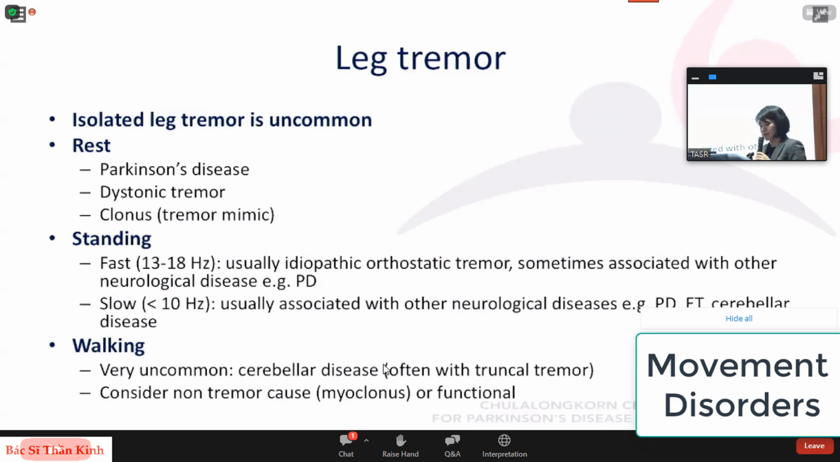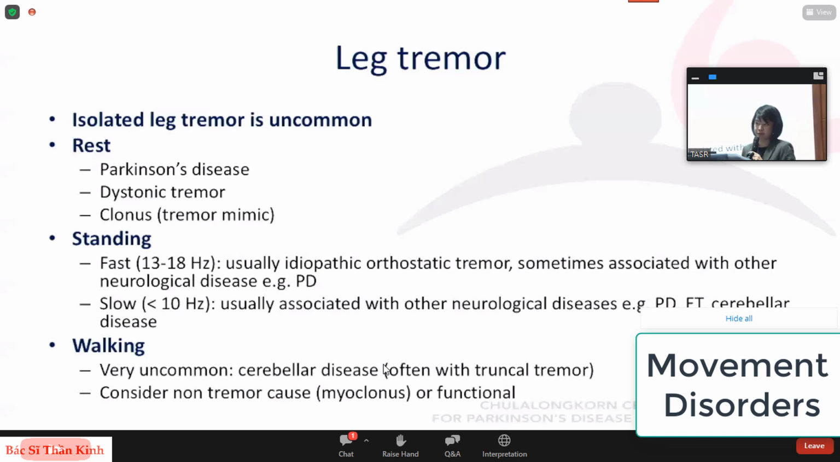For the rest tremor of the leg, you should think about Parkinson's disease or another dystonic tremor that can cause the tremor on top of the dystonia. Another mimic might be clonus that you have to keep in mind. For the standing, most common is the orthostatic tremor. For the fast frequency, it is around 13 to 18 hertz.